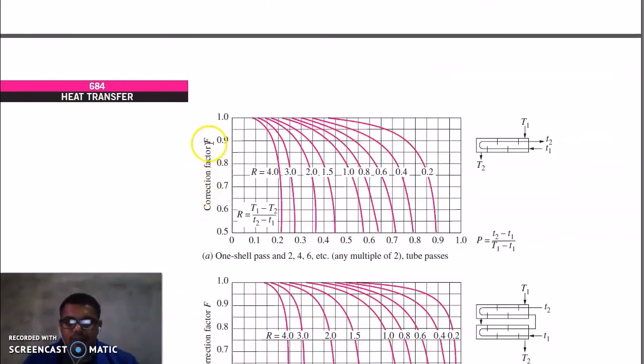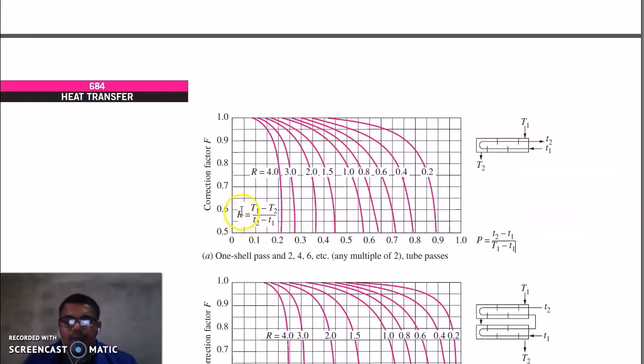So this correction factor is given for various values of P and for various values of R. Now what is P here? P is the ratio of t2 minus t1 by T1 minus t1. So in this case, this is the ratio of the outlet and inlet temperature difference, t2 minus t1, for the one stream of fluid on the tube side, and T1, which is inlet temperature of the fluid on shell side, minus t1, which is inlet temperature of the fluid again on the tube side. So this is the ratio P, which is called temperature ratio.